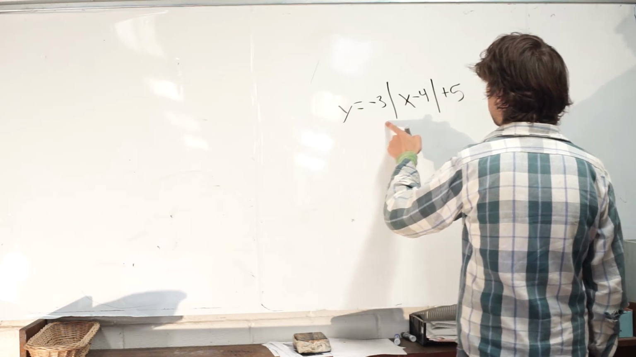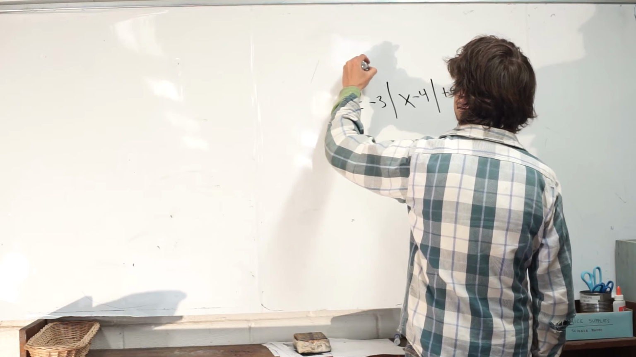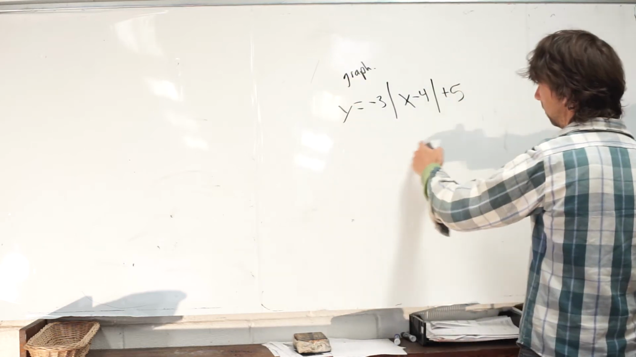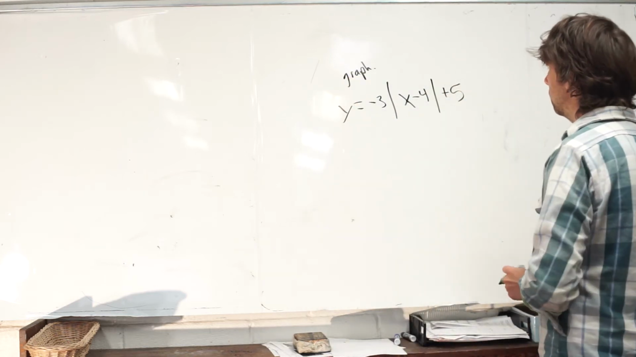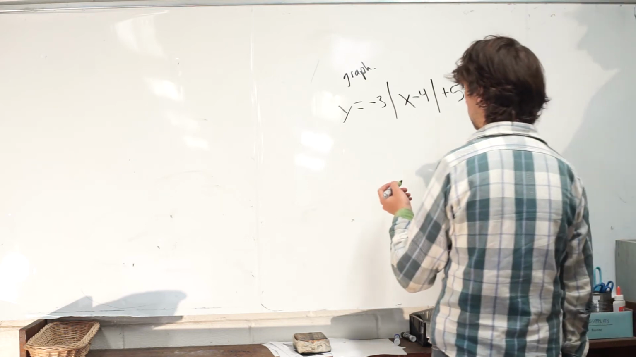Okay, so this is already solved for y. I'm going to graph this. There's no single solution because it has 2 different variables. So you can just draw a graph showing all the possible combinations of x and y that solve it.